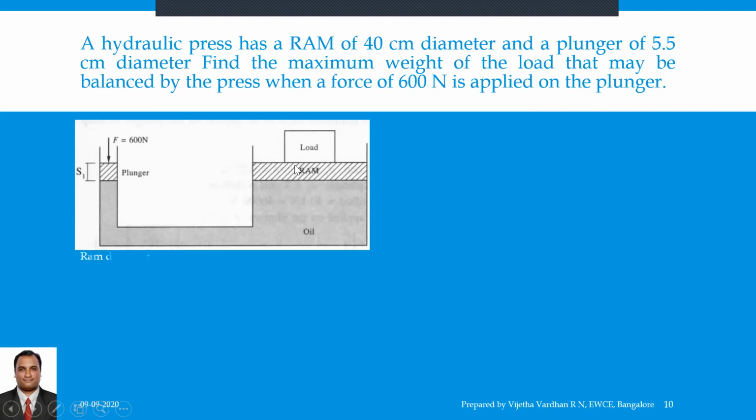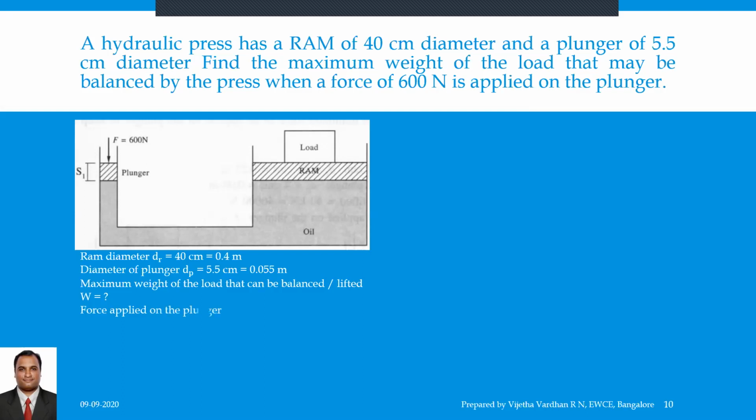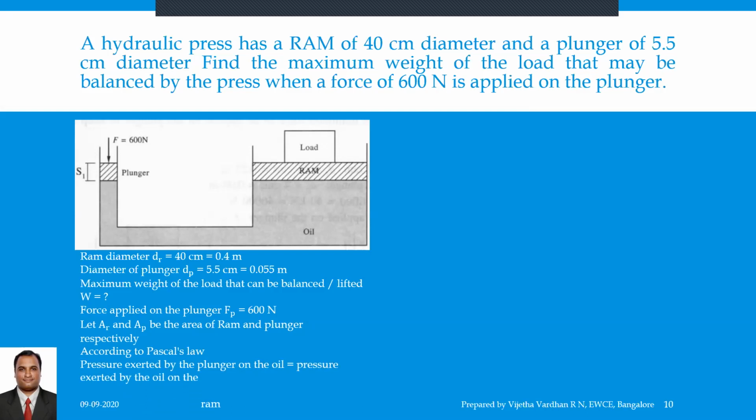According to the question, the ram diameter is given as 40 centimeter, which will be converted as 0.4 meter. Similarly, the plunger diameter 5.5 centimeter can be taken as 0.055 meter. The maximum load that can be balanced or lifted, W, is equal to question mark, which we need to calculate, and the force applied is 600 Newton, that is the force on the plunger. Now let AR and AP be the area of the ram and the plunger respectively.